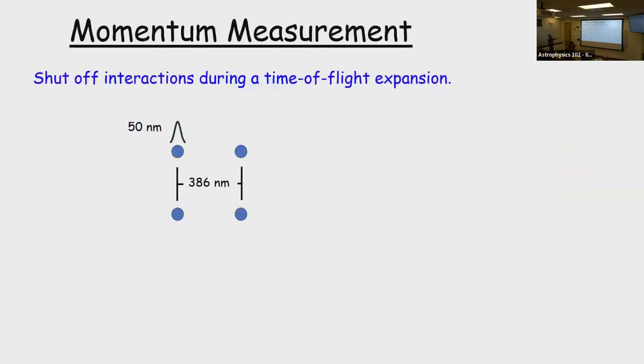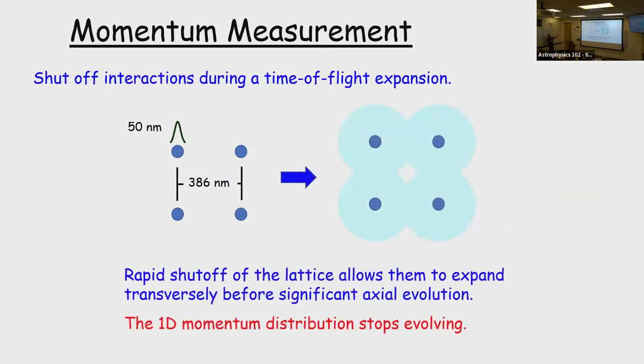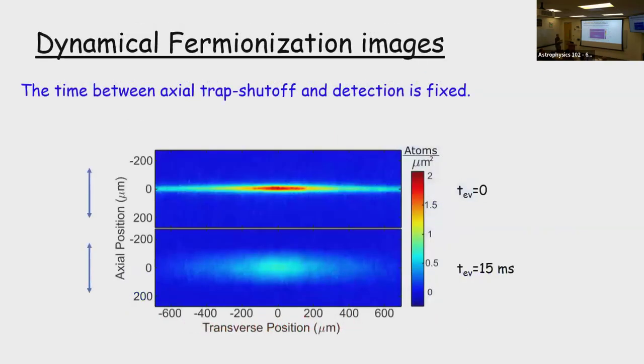Okay, so to measure the momentum, we suddenly turn off the 2D lattice. So if these are four atoms in tubes that we're looking at edge on, if you suddenly let them off, they'll start flying apart transversely, and very rapidly you'll turn off all the interactions. And then what's left, if you look in a time of flight in the 1D, is the momentum at the point of time at which you turned off the lattice. So what that looks like is this.